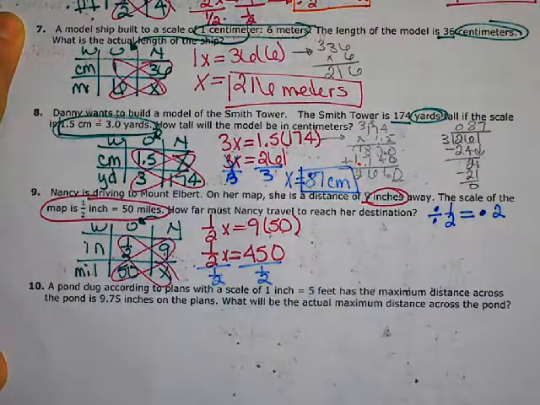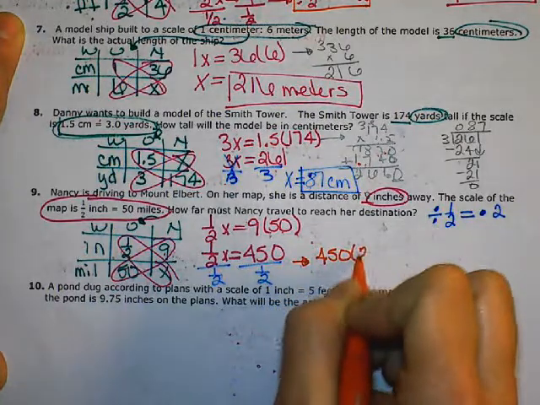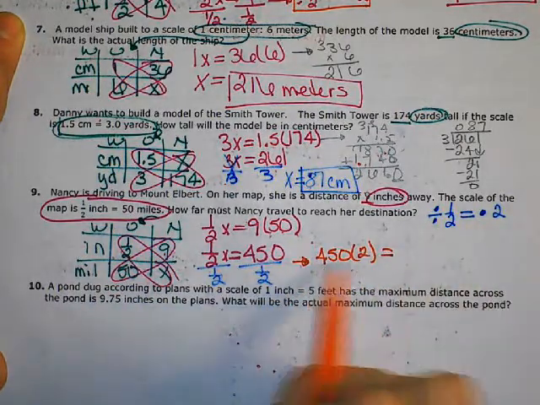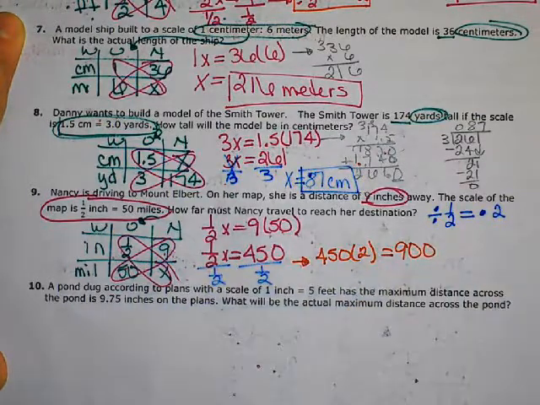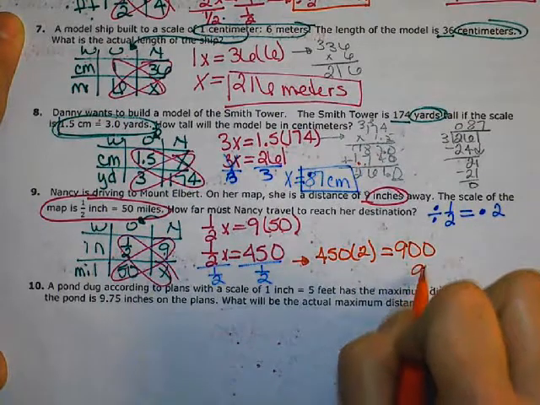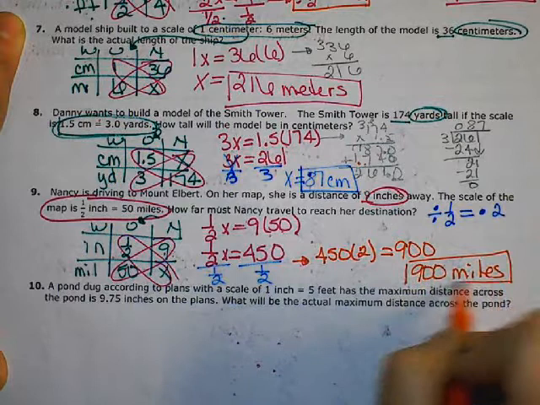So dividing by 1/2 is equal to multiplying by 2. So instead of dividing this, what I will do is I will say that it is 450 times 2. I know that 45 times 2 is 90, and I'm just going to add that 0 on the end. So I know that Nancy needs to travel 900 miles.